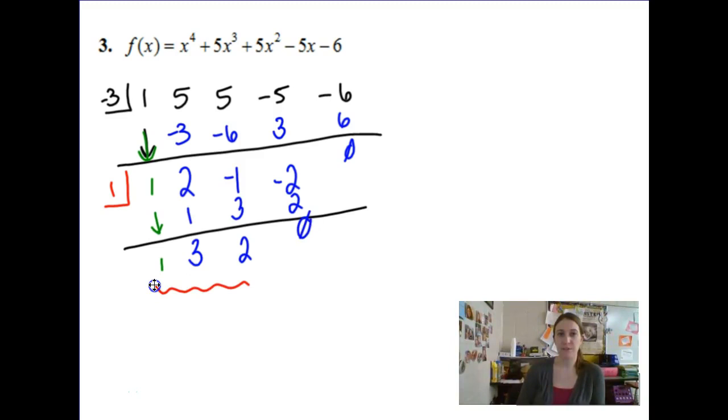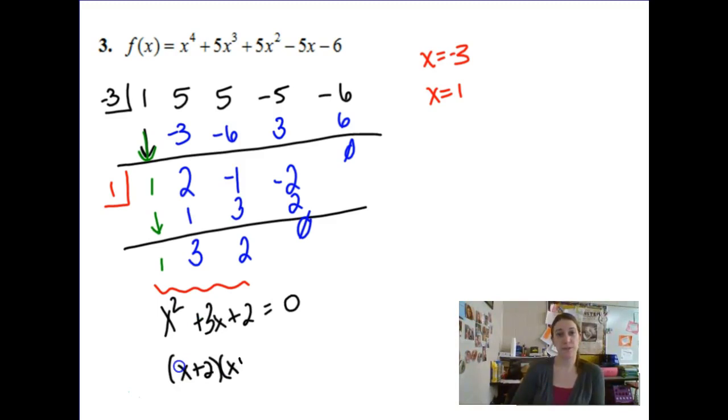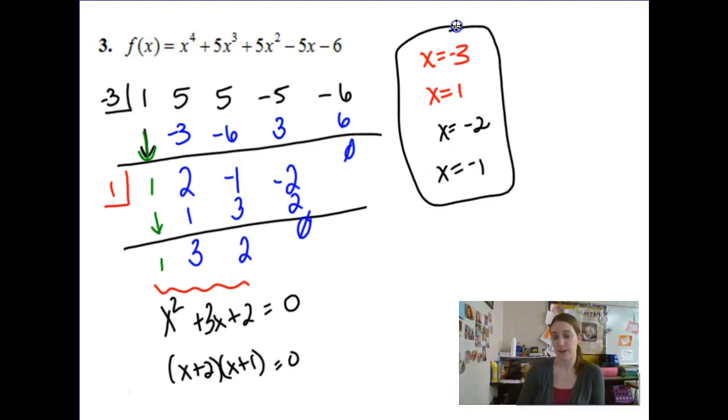So what we have left here is the polynomial knocked down to a quadratic. So far we found out that x was -3. We found out that x was 1. And now we're going to take this quadratic, which is 1x squared plus 3x plus 2, and we're going to find the next two solutions. So x plus 2 times x plus 1 is a good way to factor that quadratic, which gives me the solutions of x equals -2 and x equals -1, which is kind of what I thought was happening on the graph, but again, I have to practice this method.